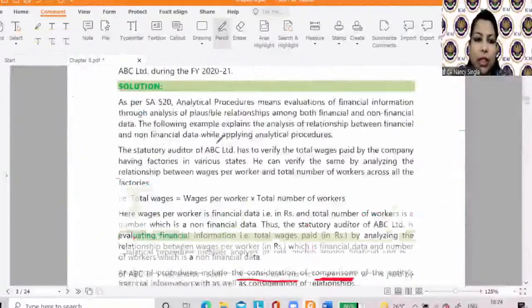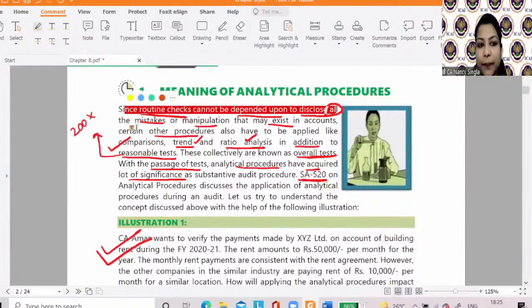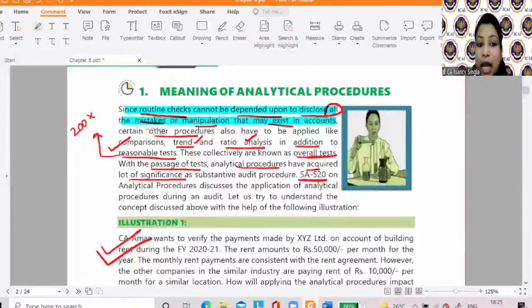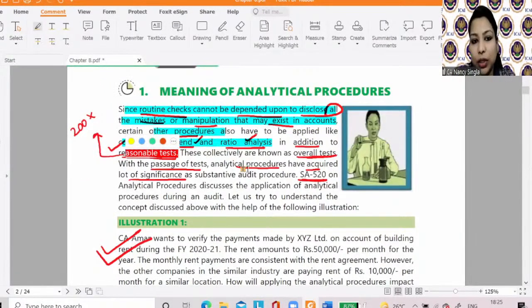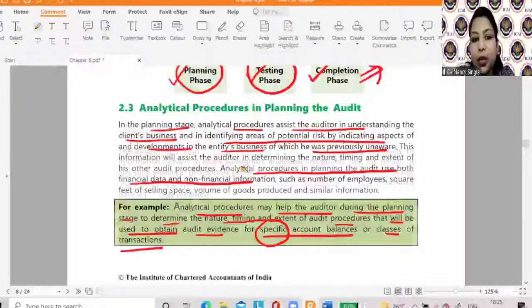And if you remember, let me just take you through the first paragraph. See, it says, since routine checks cannot be depended upon to disclose the mistakes, ठीक है. All mistakes and manipulations that may exist. Certain other procedures may also have to apply, like what comparisons, trend ratio analysis, in addition to what reasonableness test. ठीक है. So we started our chapter with all these techniques only. ठीक है. And now we are discussing them in detail in this topic. ठीक है. So I hope what are the techniques.